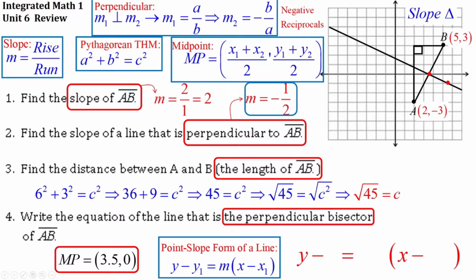Okay, so now let's go. y minus y sub 1. That's the y coordinate of this point right here, which we just said was a 0, equals, and we just said our slope was that -1/2, quantity x minus x sub 1, and the x coordinate of that midpoint right there is the 3.5. And there's the equation right there. That is so cool.